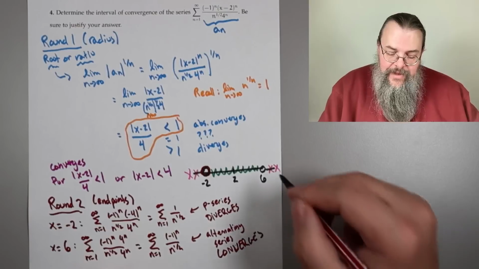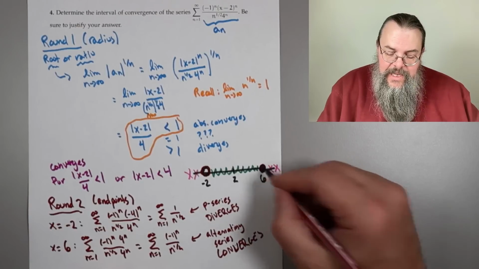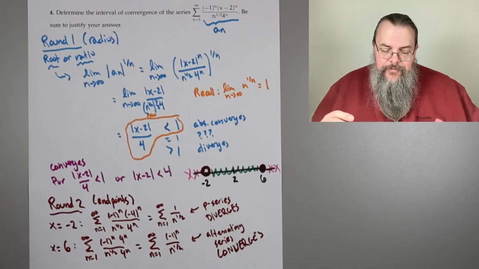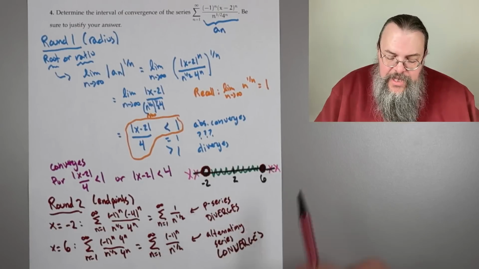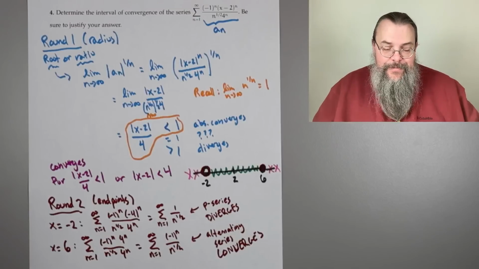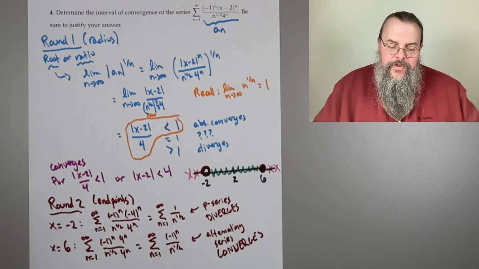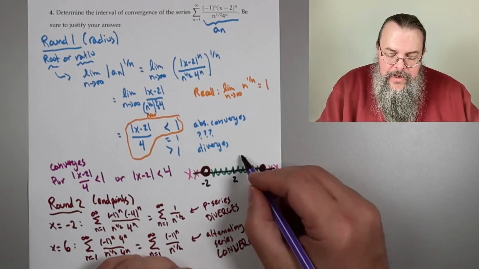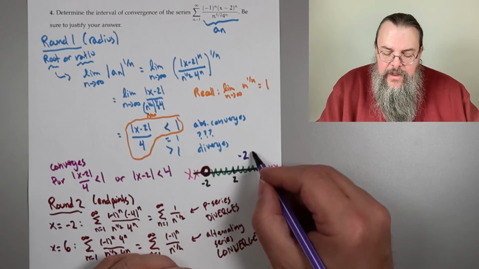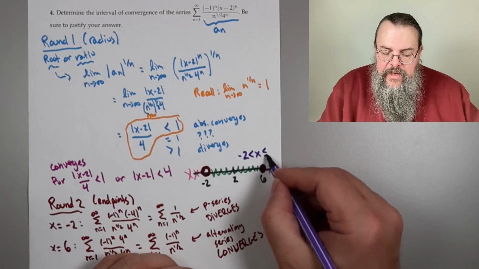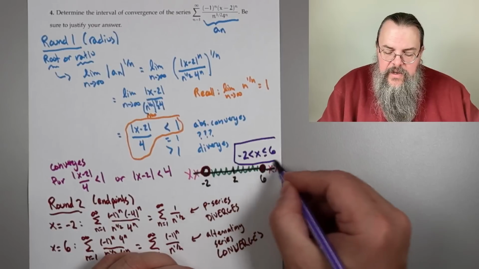So what does that tell us? It tells us 6 is in. All right, and so there's pictorially our answer, but I don't think they want a picture. I think they actually want to have an interval, and so we'll say, all right, our interval is -2 less than x less than or equal to 6. So here is our interval.